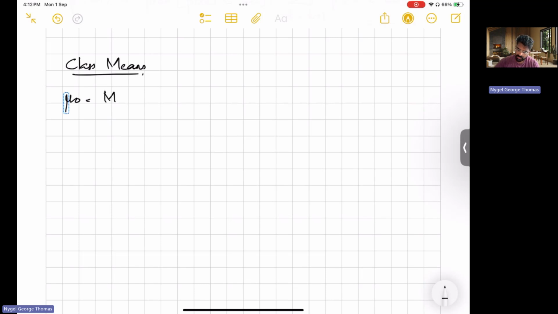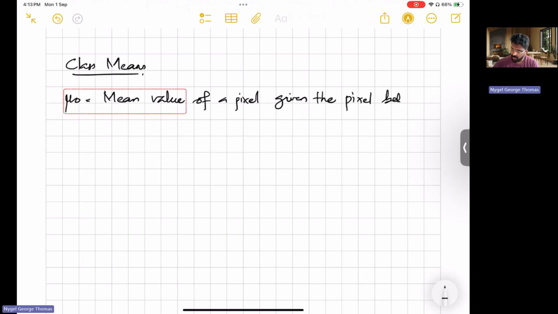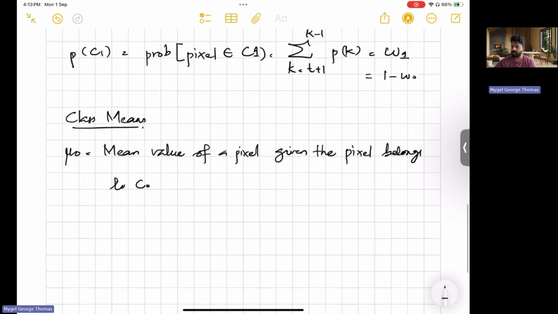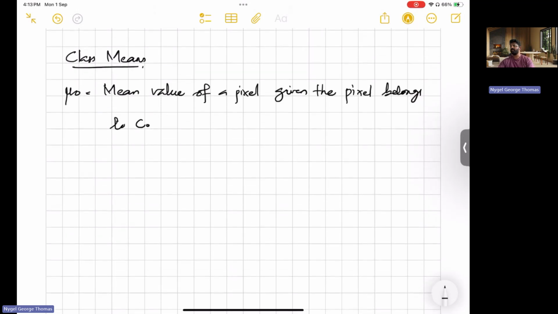And we want to find the mean value for pixel given the pixel belongs to C0. This is how we're defining mu0, the mean value of the pixel given the pixel belongs to C0.